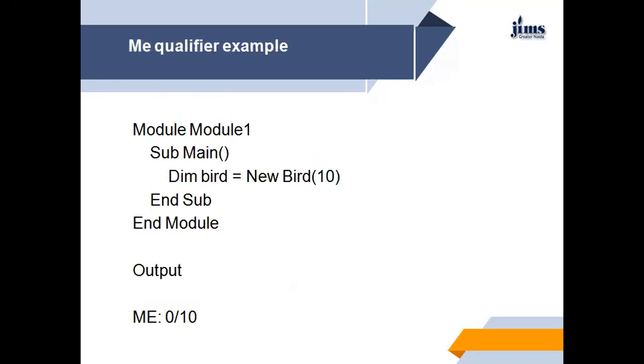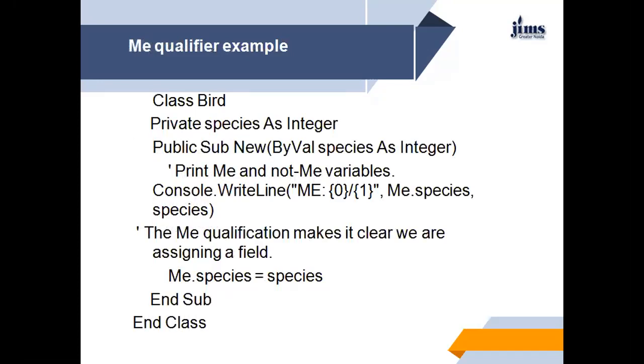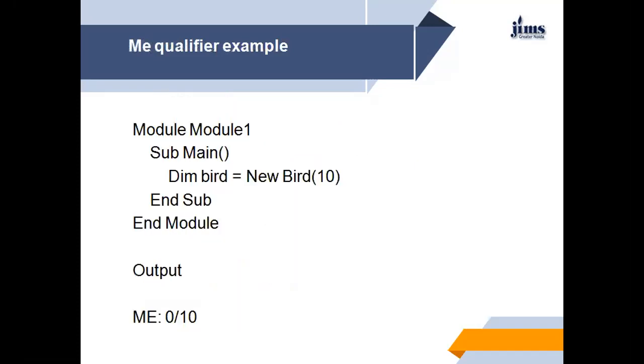Now see this main, module 1 sub main. From main the program will begin. Dim bird equals to new bird 10, end sub, end module. Output 0 by 10. So here 0 by 10. Okay, in the first it is 0, and now we have assigned 10, so it will be 10.